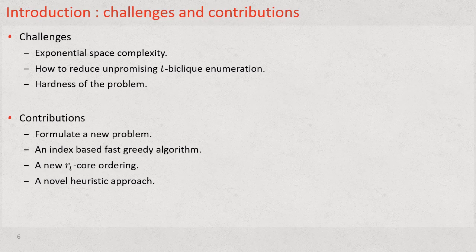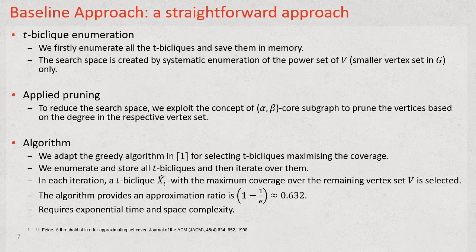Second, a fast greedy approach with an index with an approximation ratio of 0.25. And next, we also proposed a new RT core ordering, which also forms the basis for our novel polynomial heuristic approach to address our problem. We now discuss the straightforward approach to address our problem, that is the baseline approach.